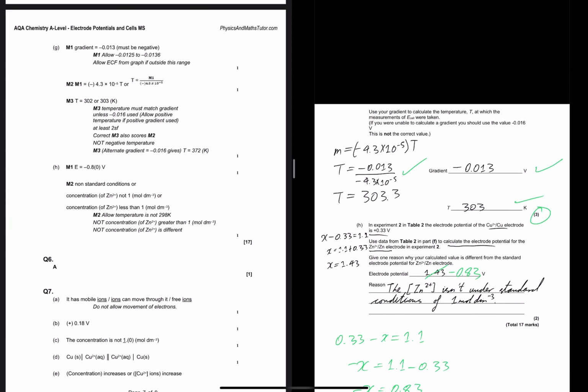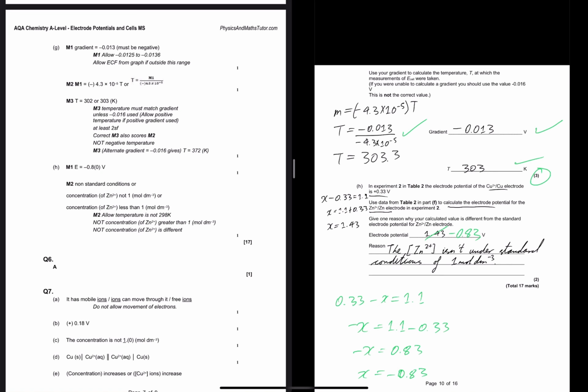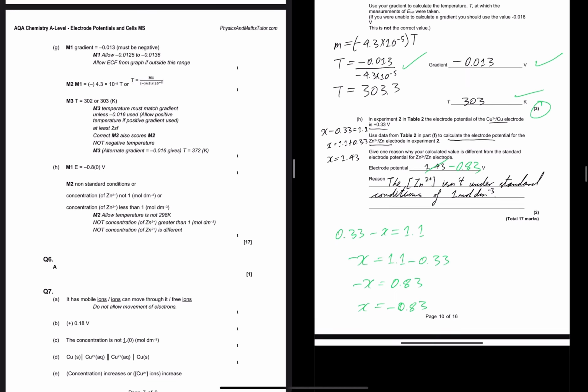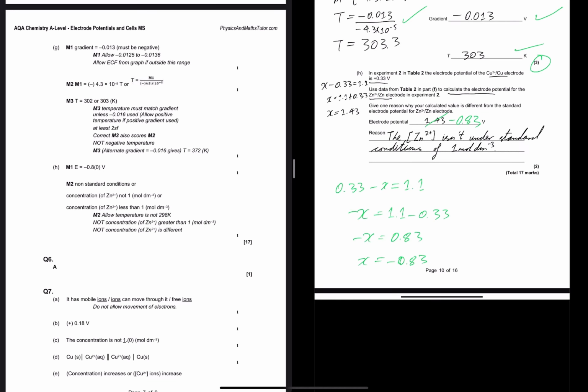That's the gradient there. It can't be that. No, that's not it. This can't be minus 0.13 because that wouldn't make any sense. I assume that it's just meant to be 0.3 or something, because I don't quite understand why it wouldn't allow minus 0.83. But anyway, that's not marked there, lost. The Zn2+, so isn't understanding the conditions of 1 mole per dm cubed. Yeah, it's fine there.